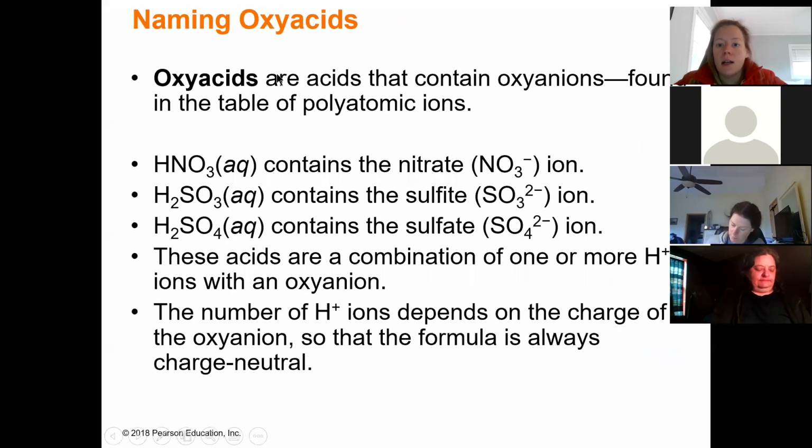What if it's got an oxyacid? Or what if it's an oxyacid and it has a polyatomic ion? So let's say we've got this thing here, HNO3. It contains the nitrate ion. This H2SO3 contains a sulfite ion. H2SO4 contains the sulfate ion. It does matter what type of ion is in there. Specifically, is it ending in ATE? Is it an ate or is it an ite?